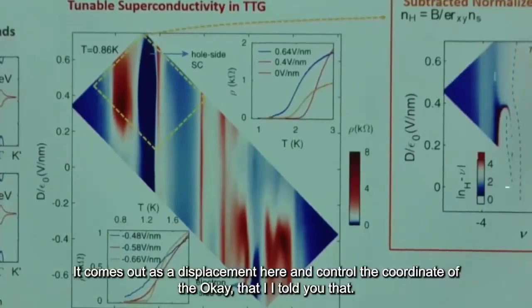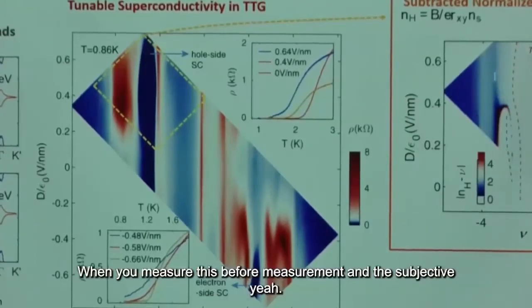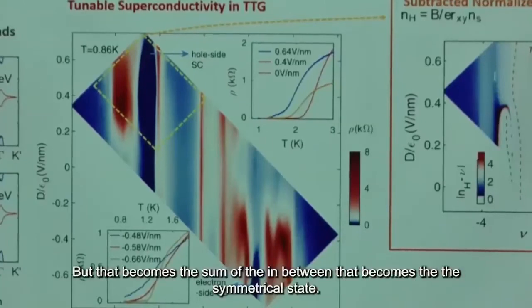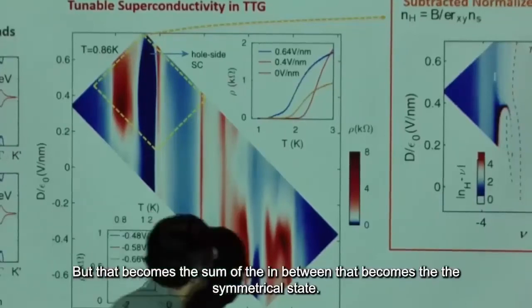Again, I told you that when you do the Hall measurement and subtract it, if this becomes integer numbers, if it is a 0 for the integer number, that means the symmetry is unbroken. But if it becomes something in between the integers, that becomes the symmetry broken state.